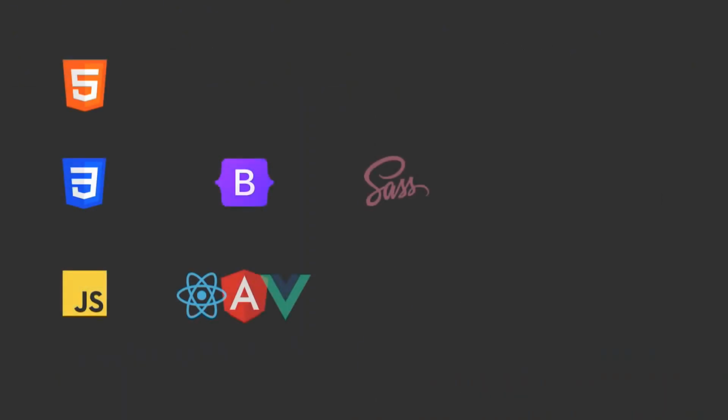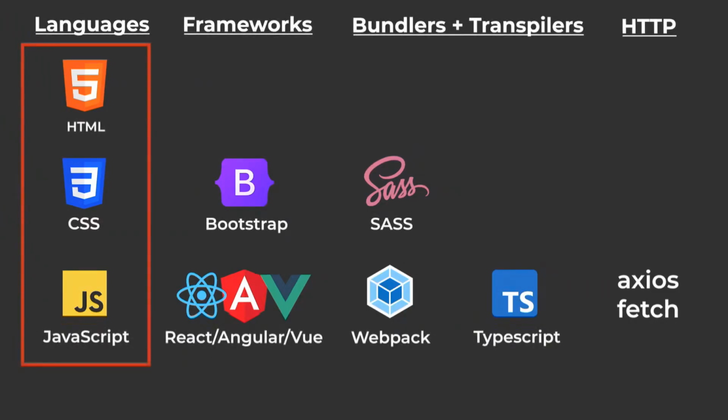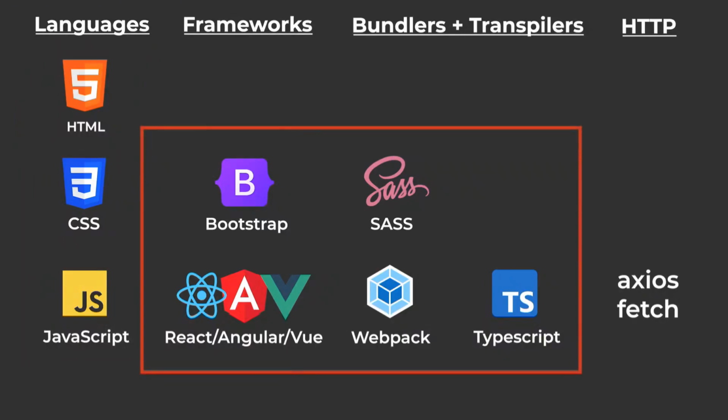Alright, so these are all the technologies we need to build the front end. You'll notice that it's really just HTML, CSS, and JavaScript. The other technologies make CSS and JavaScript easier to work with.